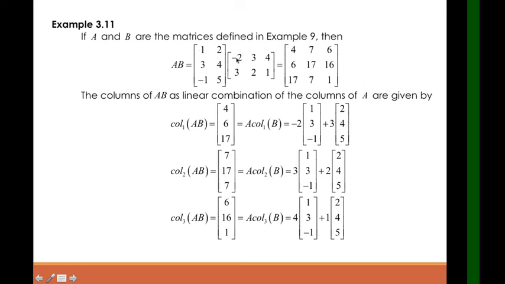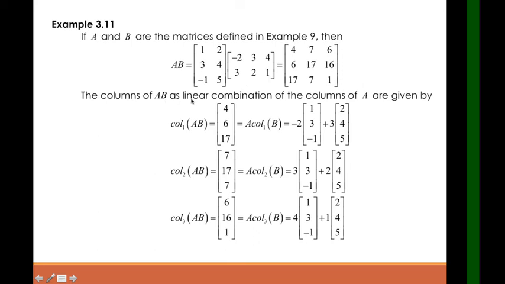Okay. 1 times negative 2 plus 2 times 3 is 4. 1 times 3 plus 2 times 2 is 7. 1 times 4 plus 2 times 1 is 6. And then 3 times negative 2 plus 3 times 3 is 6. 3 times 3 plus 4 times 2 is 17. 3 times 4 plus 4 times 1 is 16. Negative 1 times negative 2 plus 5 times 3 is 17. Negative 1 times 3 plus 5 times 2 is 7. Negative 1 times 4 plus 5 times 1 is 1.